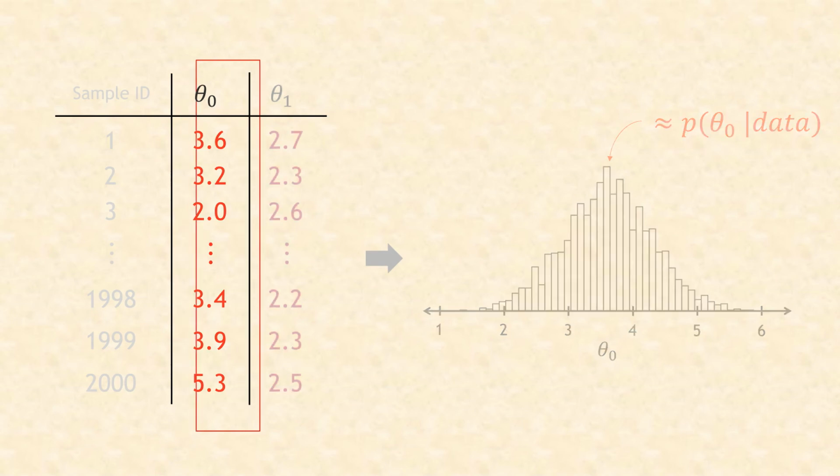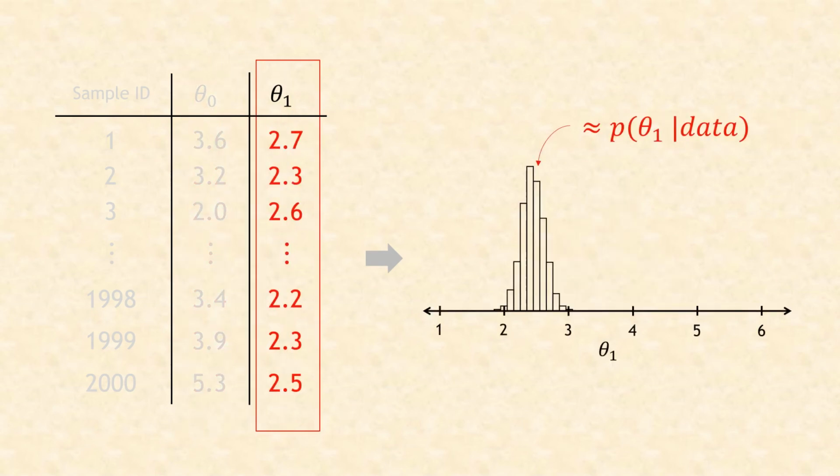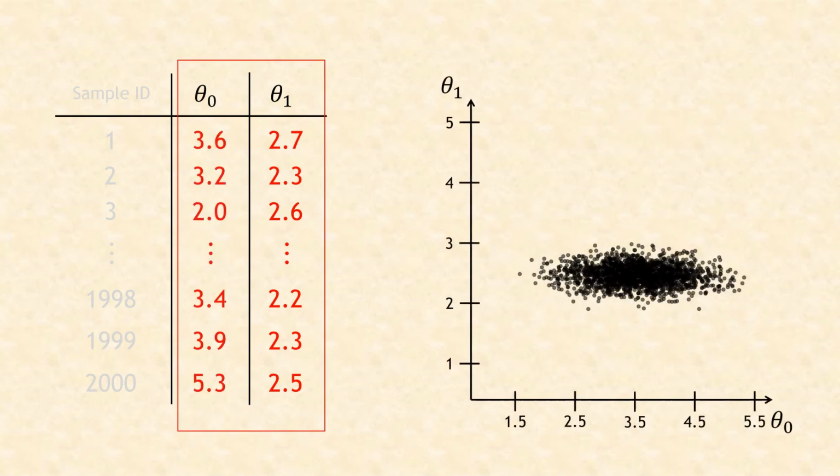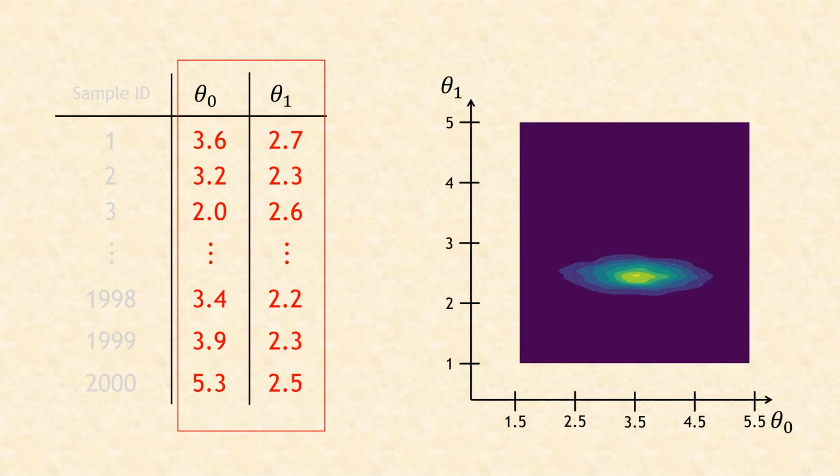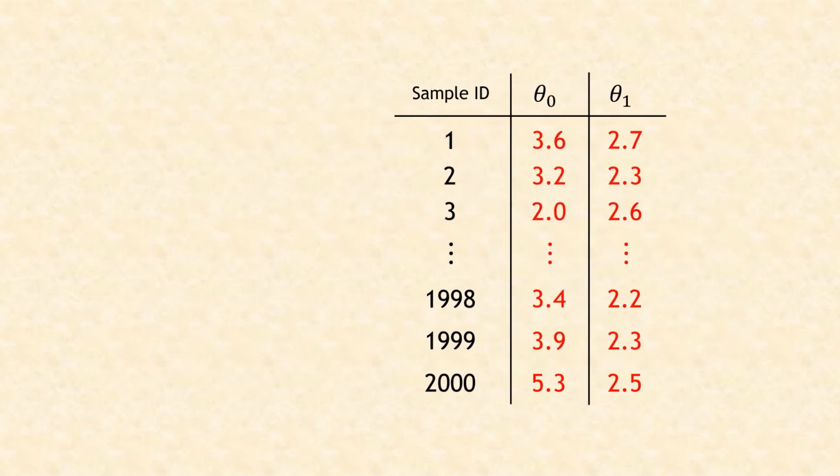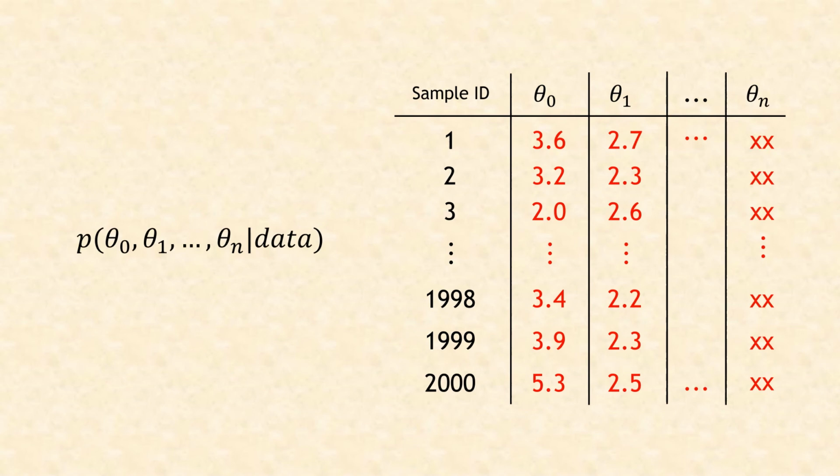The same thing can be done with θ1. In this case, we can see that the posterior of θ1 is distributed nicely around 2.5. In fact, we can estimate any arbitrary subset of the parameter space by isolating the right columns. For instance, I could entirely recreate the original posterior by taking both columns, plotting them on a scatter plot, and calculating the 2D density estimate. For posteriors with more than 2 parameters, say n parameters, the table looks exactly the same, just with more columns.